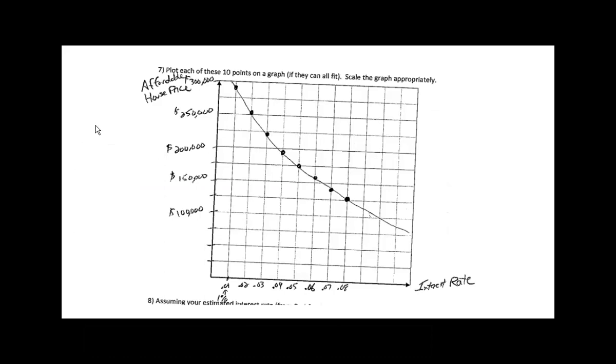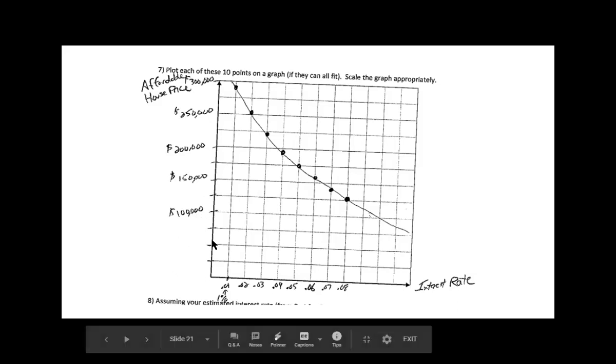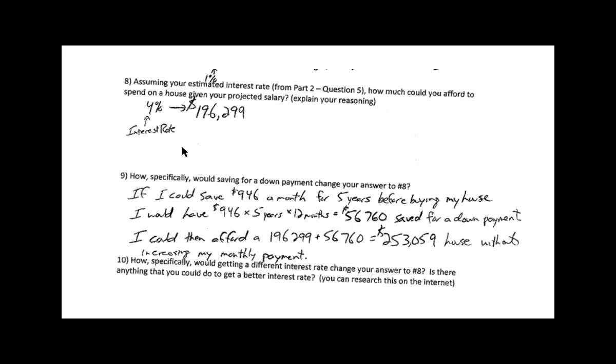But I'm going to plot it, right? We see how basically just plotting my points right there, scaling my axes, right? 300,000 is my high end because that's the most expensive house I could ever afford with any interest rate, right? And then I made each line like 25,000. But now, okay, so back to where I was before, right? A 4% interest rate, I could only really afford a house for $196,000, right?